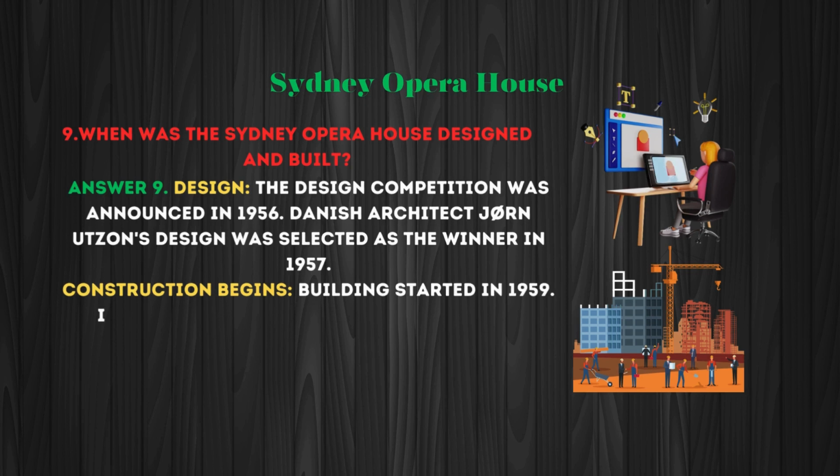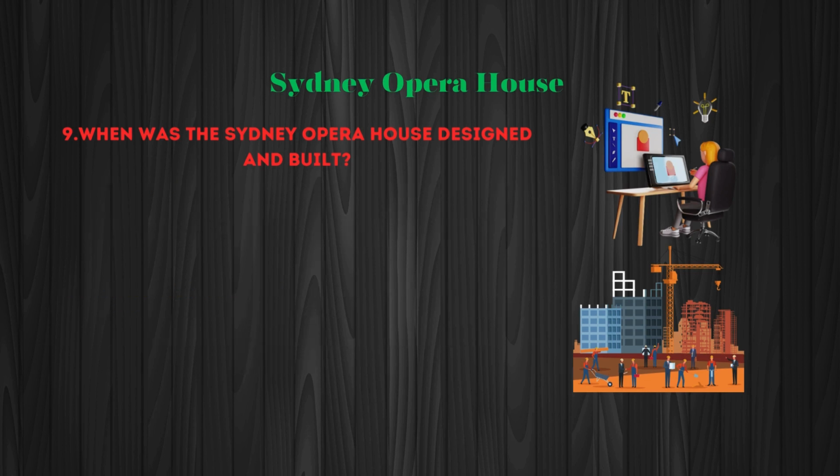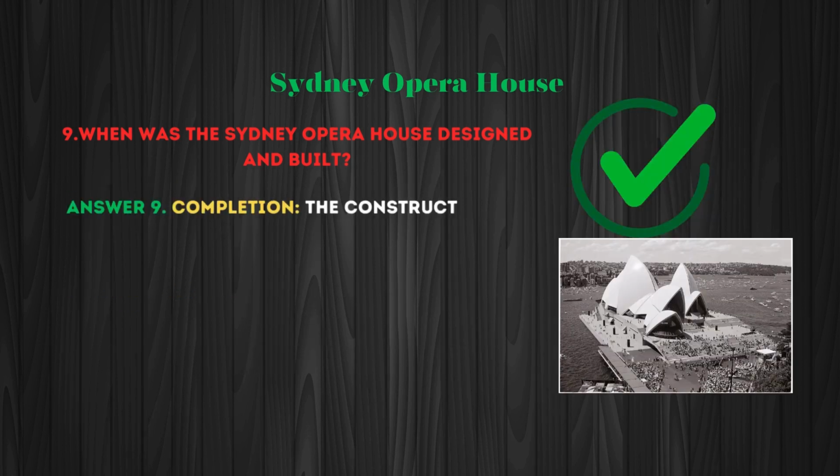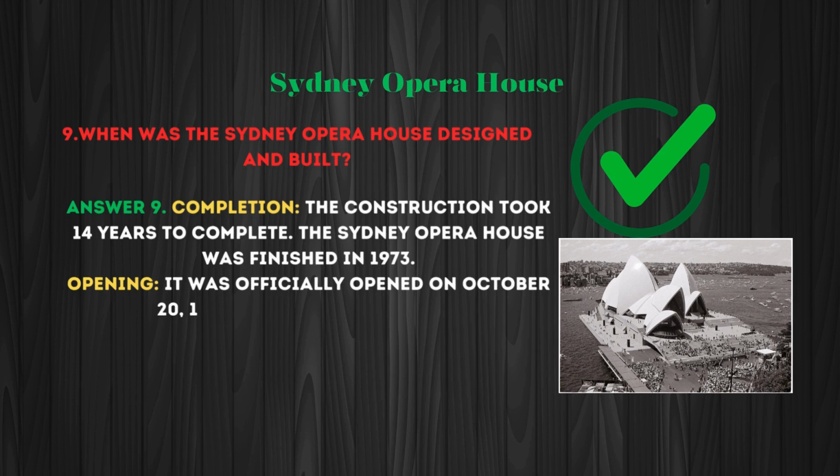Construction begins. Building started in 1959. It was a challenging project due to the innovative design and engineering requirements. Completion. The construction took 14 years to complete. The Sydney Opera House was finished in 1973. Opening. It was officially opened on October 20th, 1973 by Queen Elizabeth II.